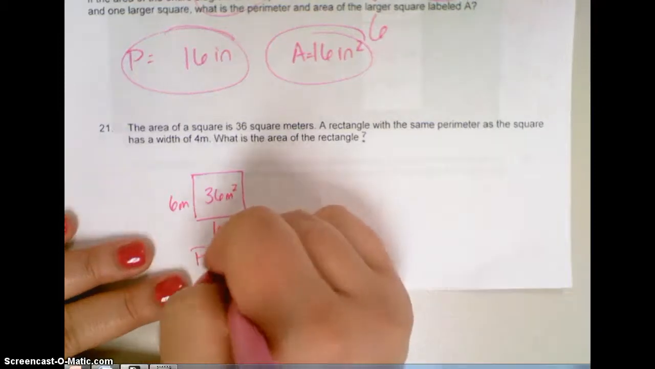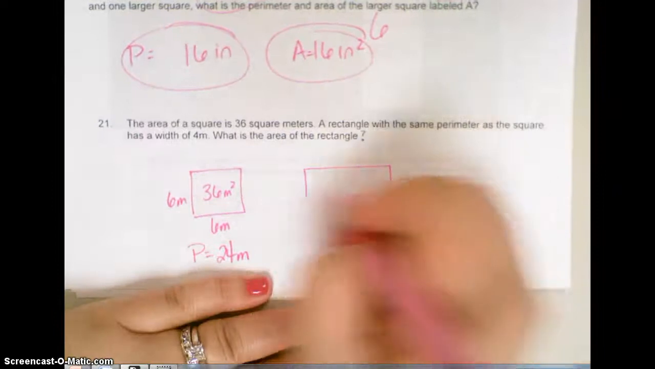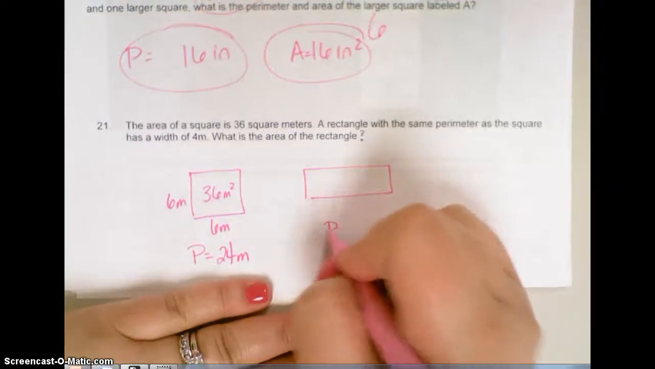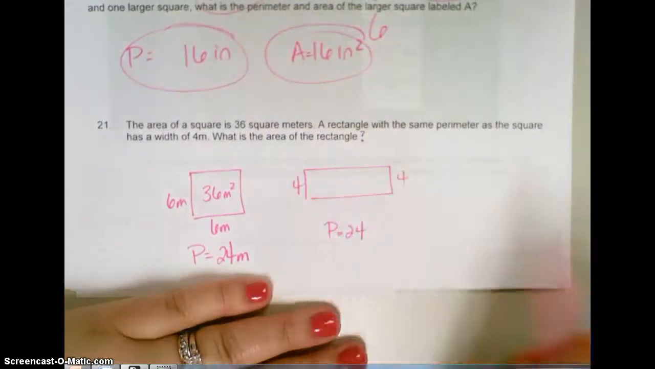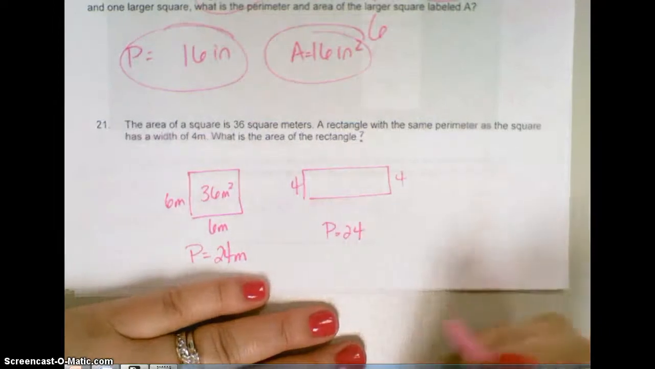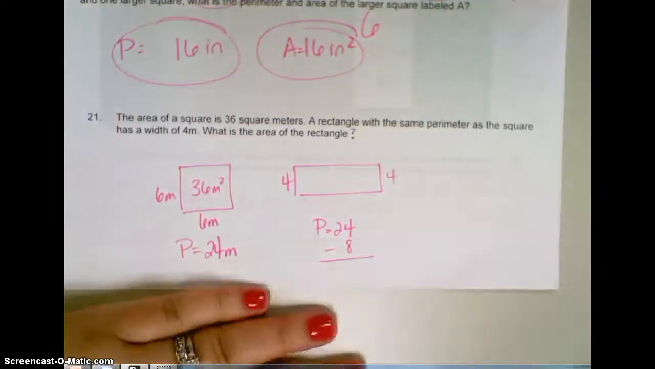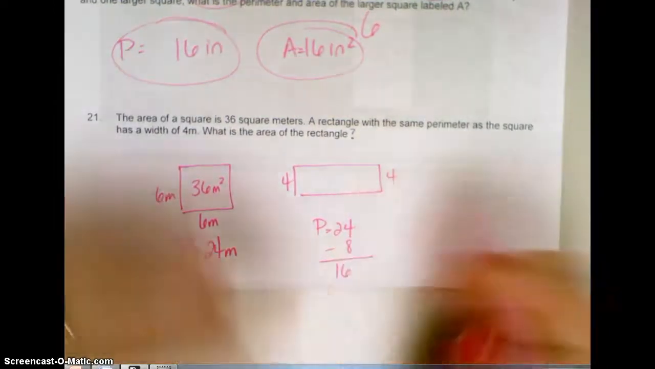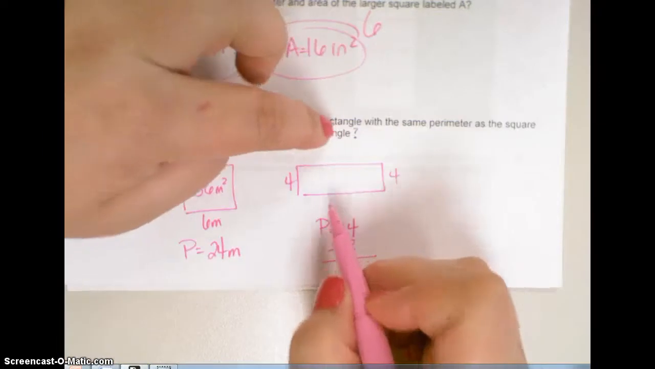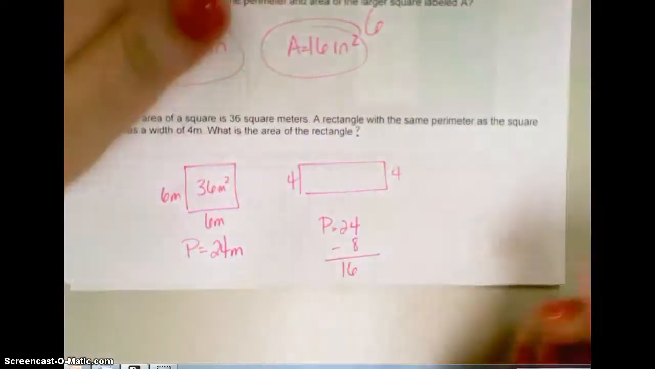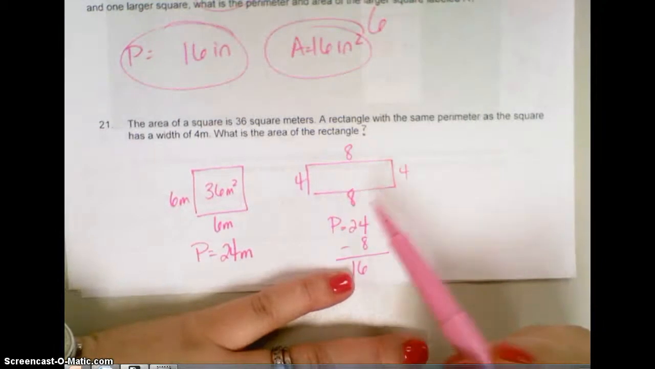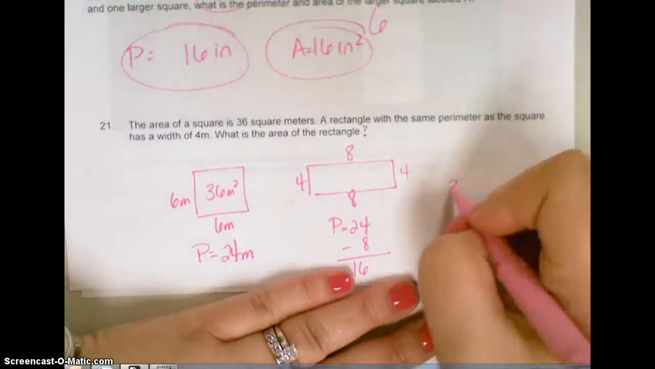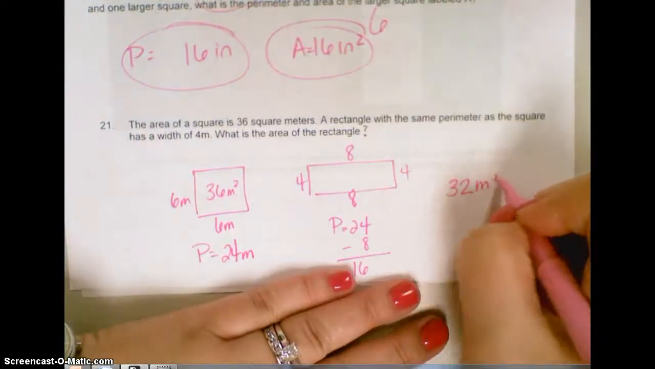Perimeter is 24 meters. So now I come over here and I'm saying I have a rectangle that has a perimeter of 24 meters, and the width is 4. Okay, so 4 plus 4 is 8. 24 minus 8 is 16. So that's the length of these two sides added together. So what would those be? They would be 8. And now to find the area of this rectangle, 8 times 4 is 32 meters squared.